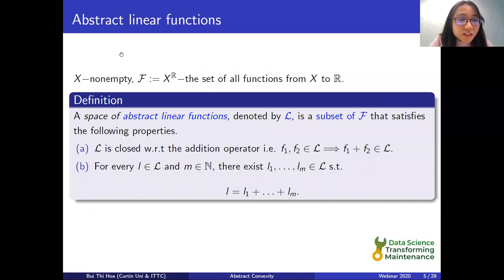So this is the definition of abstract linear functions. The abstract linear function is actually just some collection of real functions that satisfy certain properties. Certain properties depend on our purpose; we can impose some properties we want. Keep in mind that the set X here is just a non-empty set. We don't need any linear structure or any topology on X at the moment. And F here is the set of all the functions.